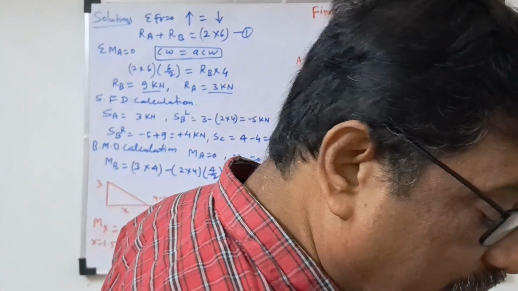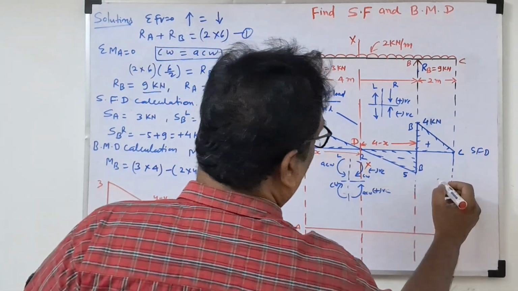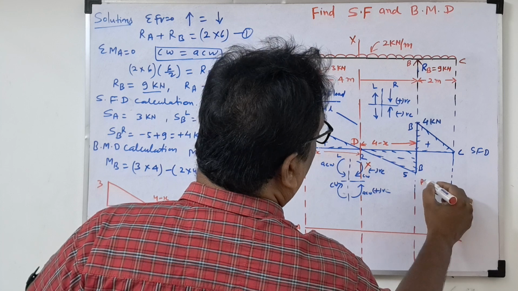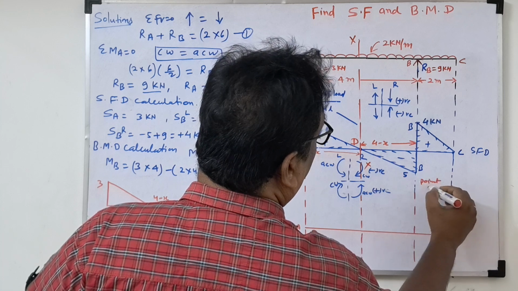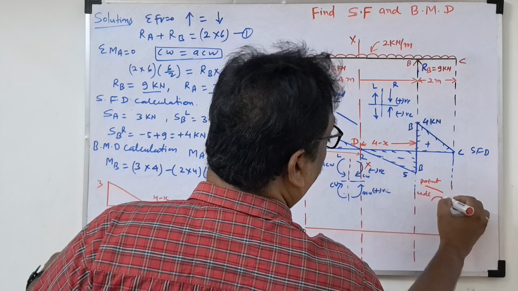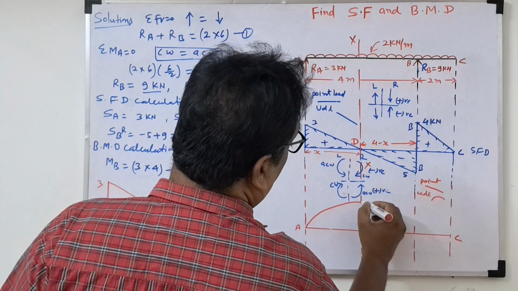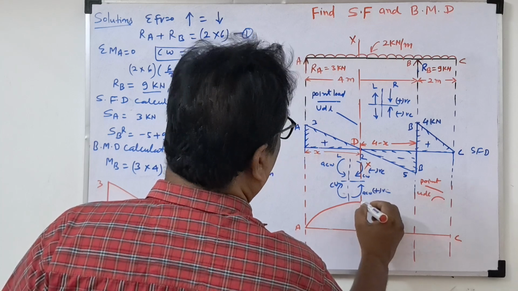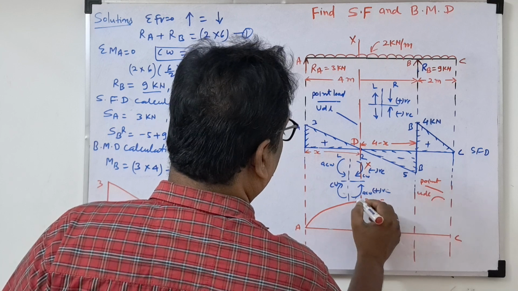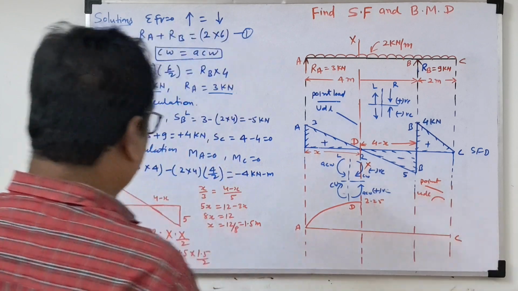So we'll draw the diagrams now. As I already told you, for the bending moment diagram, a point load gives an inclined line and a UDL gives a parabola. So now this is the parabola we have to draw. We draw the parabola with 2.25 at point D. Okay, so we got this.